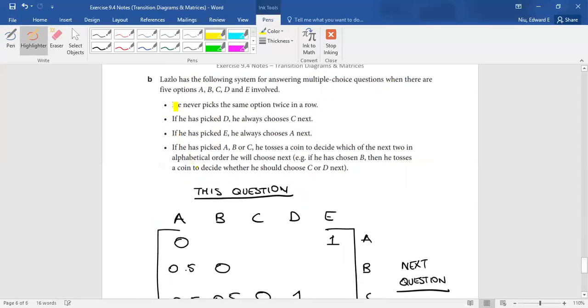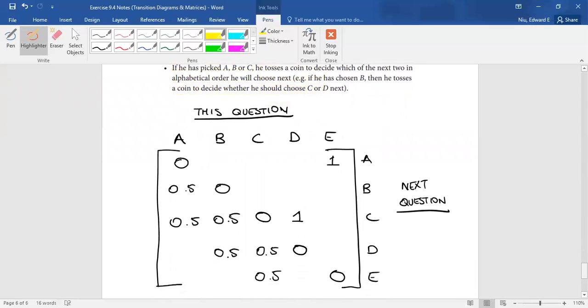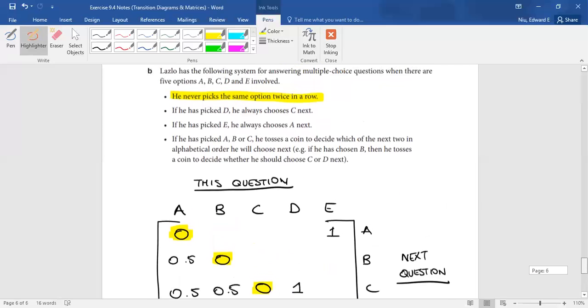he never picks the same option twice in a row. So what that means, if he selects A on the first question, then second question, he's not going to select A again. So there's a 0% chance of him picking A twice. Just like a 0% chance of picking B twice in a row. Same with C in a row, D in a row, and then E in a row. Okay, so he's never going to pick back to back, which is pretty strange, but each their own.